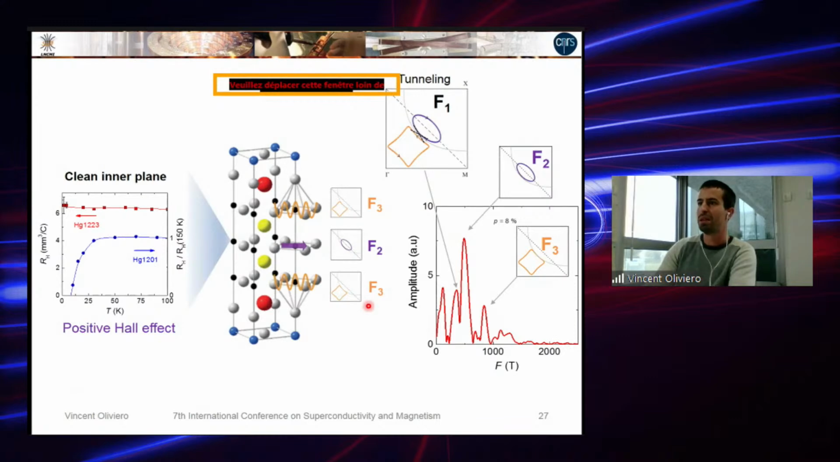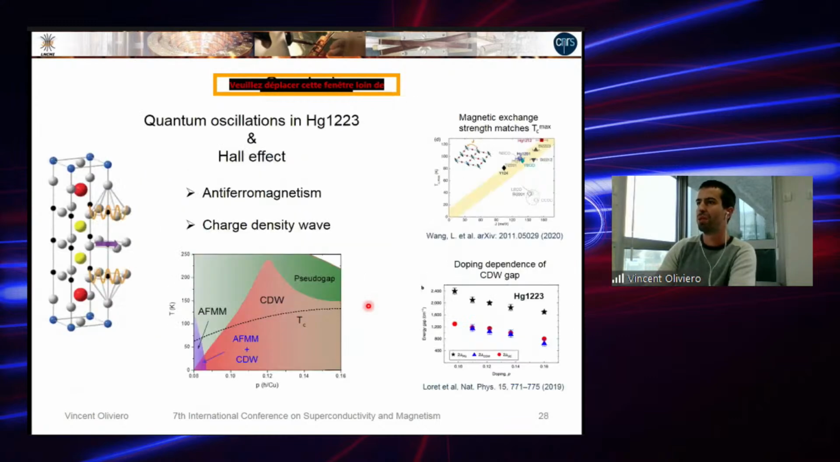So I was a bit fast, but I would like now to conclude, and to first say that we measure for the first time quantum oscillations in the Mercury 3 plane, which is the compound with the highest TC at ambient pressure among all cuprates. And by completing our measurement with Hall effect, we could analyze them as a coexistence of antiferromagnetism in the inner plane and charge order in the outer plane. So I draw here a sketch of the phase diagram of Mercury 3 plane.